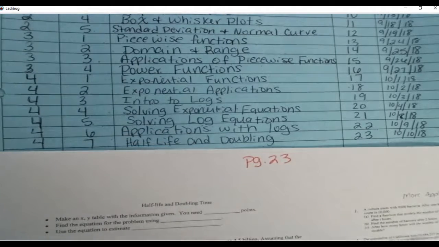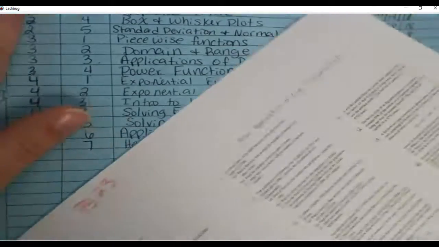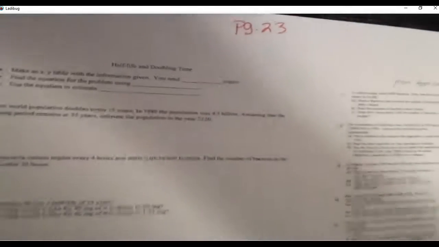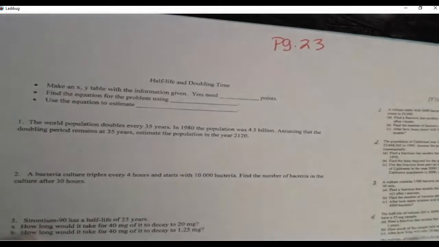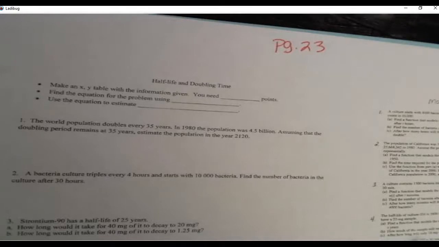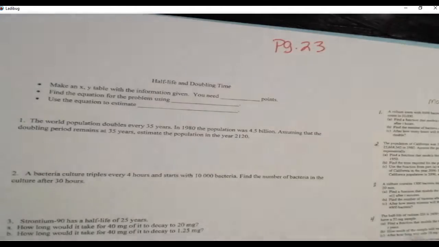So half-life and doubling is kind of like what we did yesterday, except we don't want to use the formulas to find the equation. We're going to use our calculators to find it. What is half-life? Does anybody know? Yeah, so it's the time that it takes for your substance to decay to half of how much you're starting with. So if you're starting with like 100 milligrams, it's the time it takes to get to 50. Okay, so the time it takes to get to half of where it is.